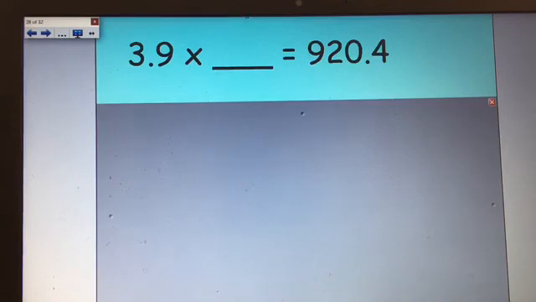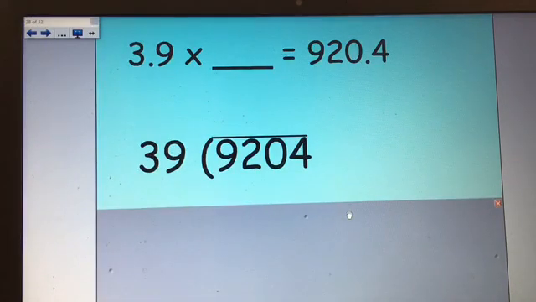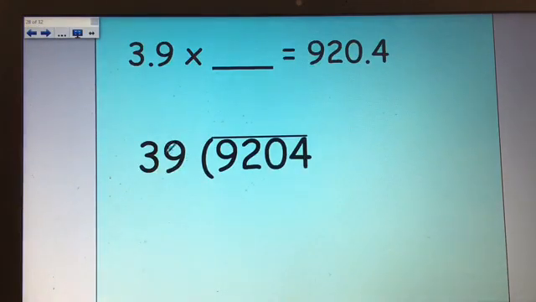Now, we've not really gone through dividing by decimal numbers, but here's my top tip. Just make both of these numbers 10 times bigger, and it's still going to fit into it the same amount of times. So if you're doing 920.4 divided by 3.9, just do 9,204 divided by 39, make them both bigger. They're still going to fit in the same amount of times, because both numbers are 10 times bigger. So let's go through a little bit of division.